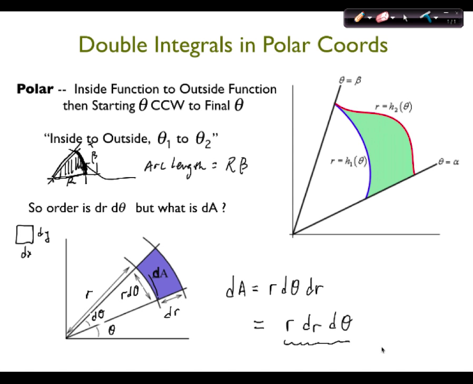Right, so questions on this derivation of dA? You see why you need r dr d theta, not just dr d theta, because that length depends on how far away you are from the pole. The closer you are to the pole, the smaller it is. The further away you are, the greater it is. So that's why we need r times d theta for that dimension. Anybody have a question?